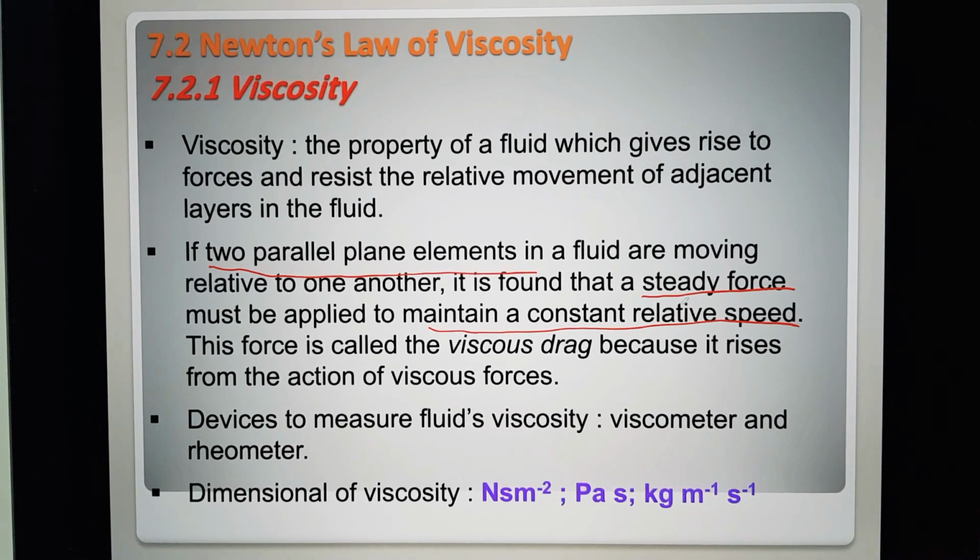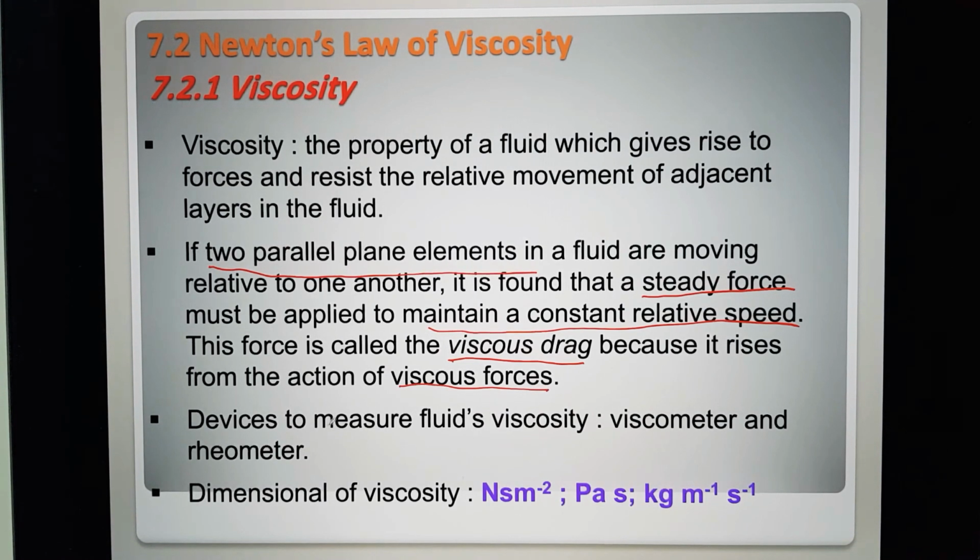For example, when we want to transport a liquid from one section to another section, it needs a steady force in order to maintain a constant relative speed of that particular fluid. Otherwise, it may not be moved. This force is called viscous drag, because it arises from the action of viscous forces.